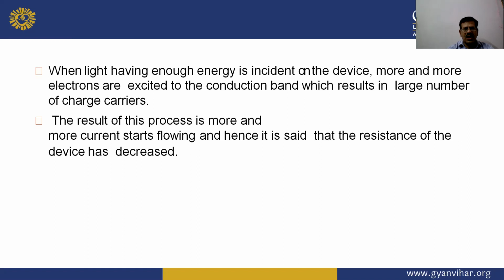So electrons are excited to the conduction band, which results in a large number of charge carriers being generated, and due to this, a large current flows. The result of this process is that more and more current starts flowing, and hence it is said that the resistance of the device has decreased. The resistance of the device decreases because more and more current starts flowing.